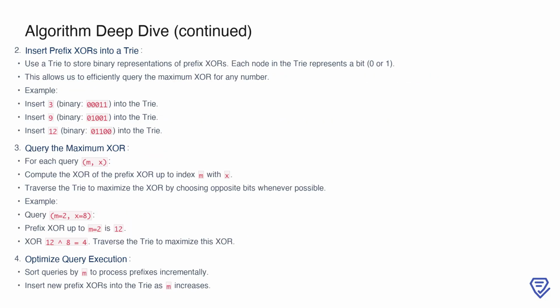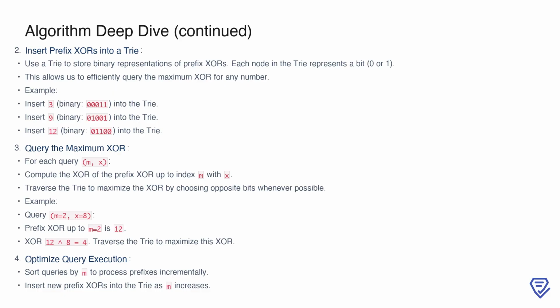Once we have the prefix XORs, the next step is to insert these values into a trie. A trie is a tree-like data structure where each node represents a bit, either 0 or 1. By storing binary representations of the prefix XORs in a trie, we can efficiently query for the maximum XOR with any given number. For instance, if we insert the prefix XORs 3, 9, 12 into the trie, their binary representations would be 00011, 01001, and 01100. Each of these gets stored bit by bit in the trie.